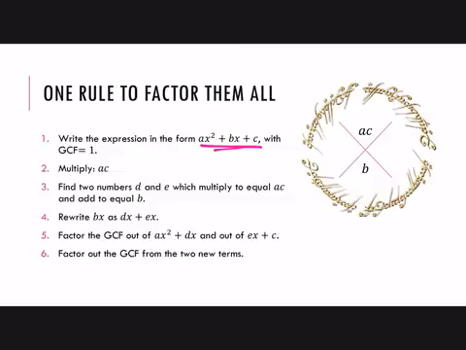Okay, then you're going to multiply a and c together. Then we're looking for two numbers, and I've called them d and e, that multiply to equal ac and add to equal b. Okay, and then we're going to rewrite the middle term in this expression. And then we're going to factor out the greatest common factor from the two parts of this rewritten expression, breaking it up in parts.